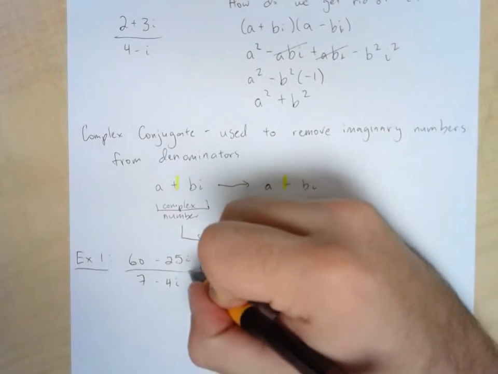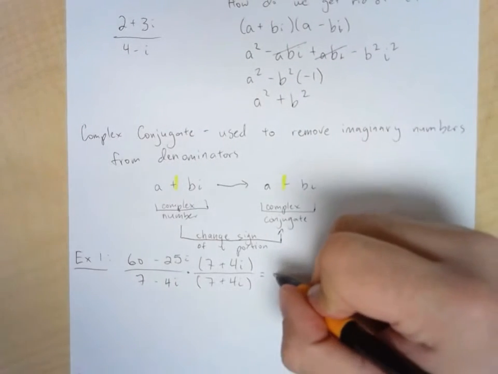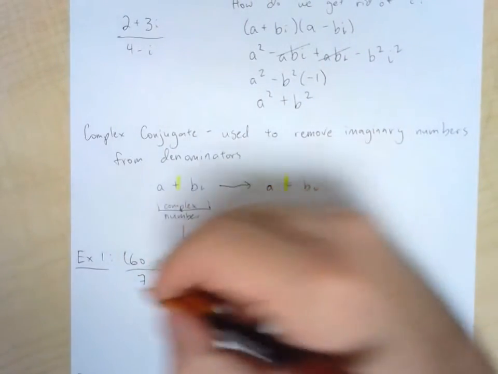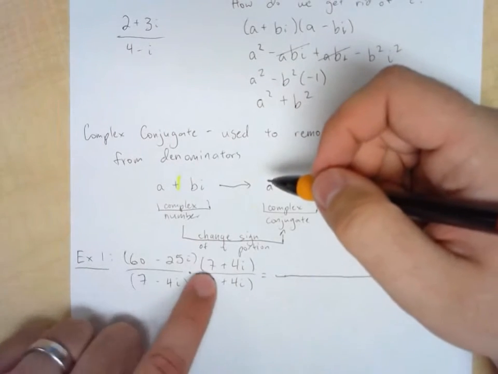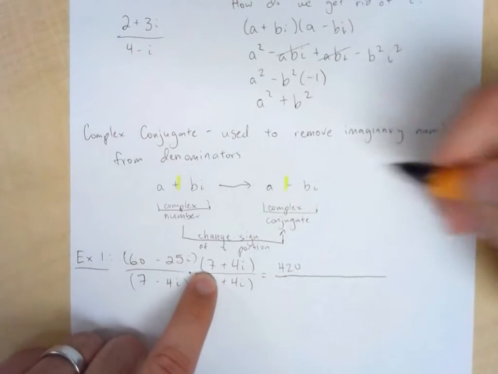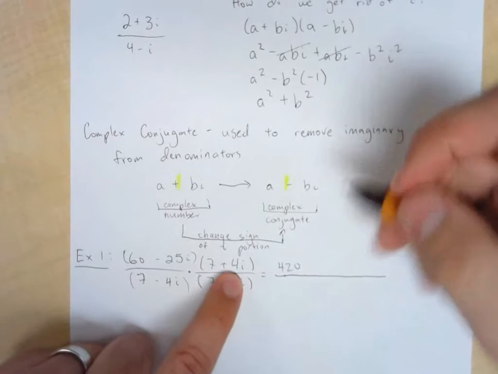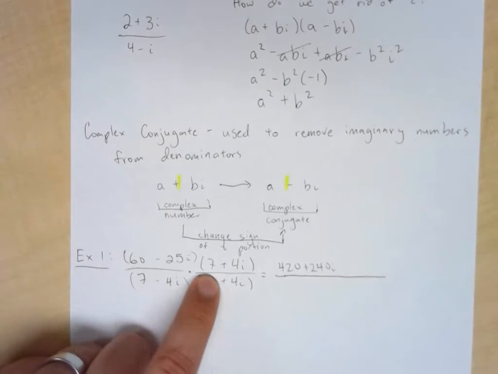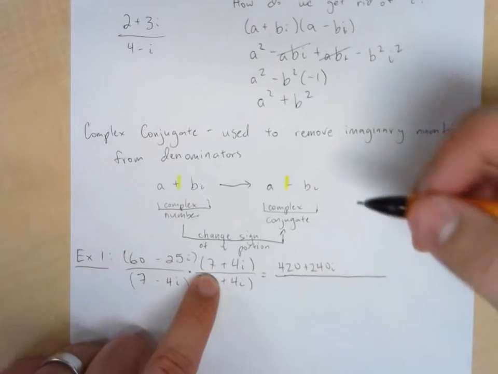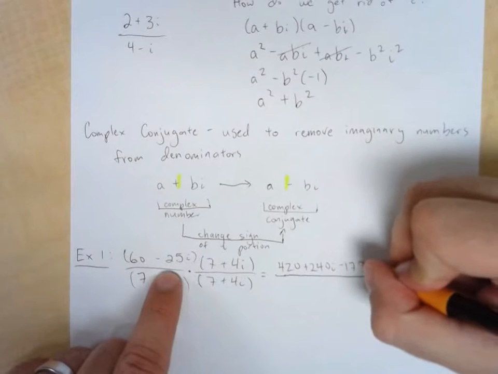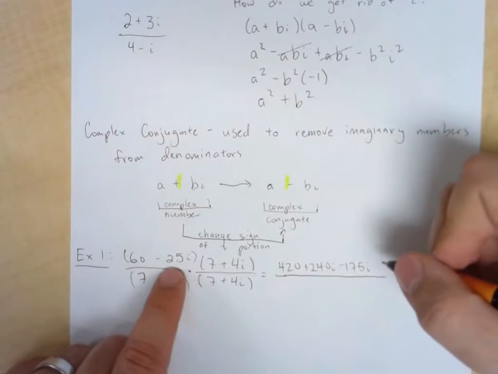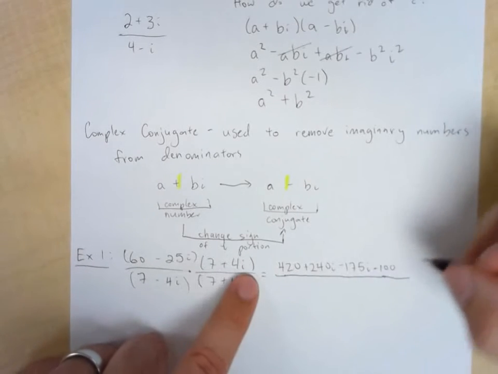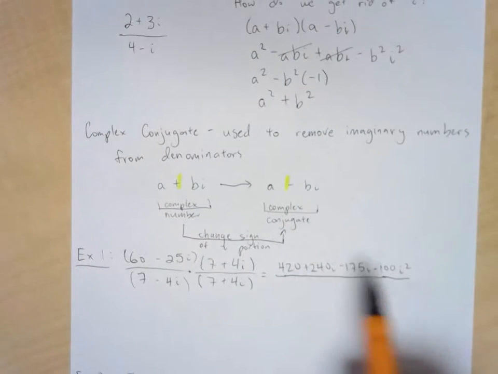Alright, so let's multiply. We've got some multiplication to do on the top and some multiplication to do on the bottom. And don't forget, we have binomial times binomial, in both the numerator and the denominator. So 60 times 7 is going to be 420. 60 times 4 is going to be positive 240, and then there's an i. Negative 25 times 7 is negative 175i. And then negative 25 times positive 4 is negative 100, and i times i is i squared. And we'll deal with simplifying that in just a minute.